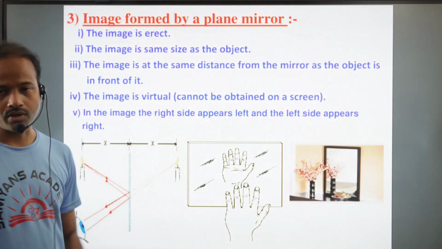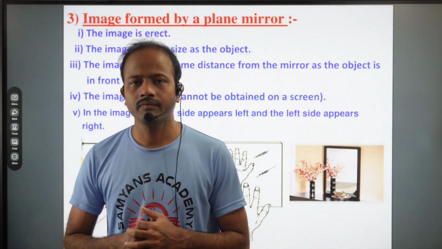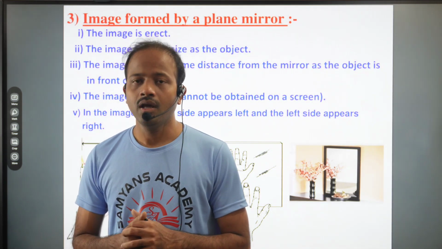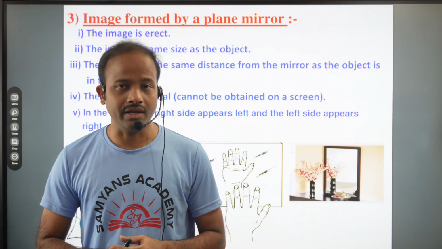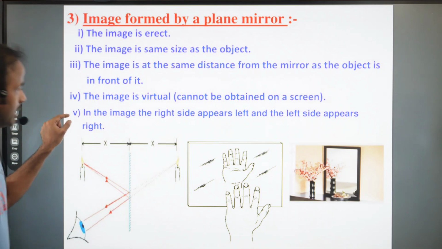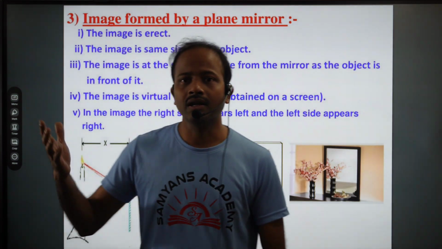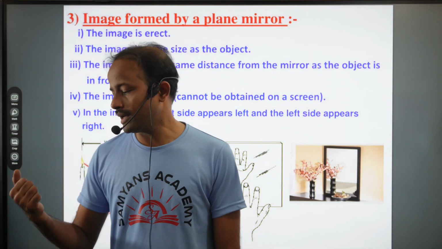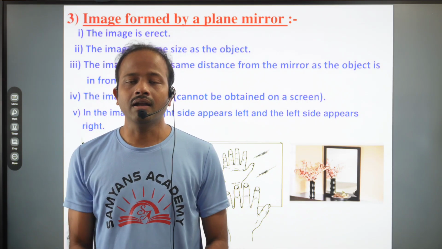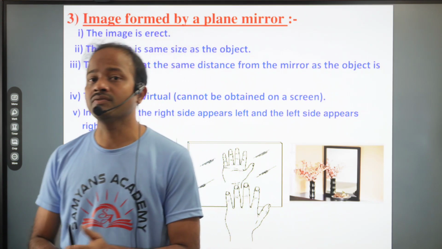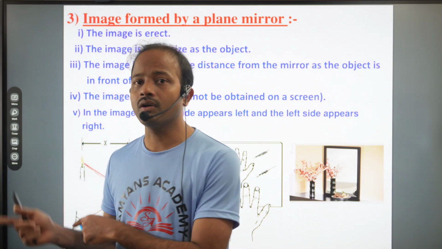The image is virtual. Virtual means, can we obtain our image on the screen? No, we cannot obtain the image on the screen. If you are not obtaining your image on the screen, what do we call such images? Virtual images. Okay, and now, in the image the right side appears left and the left side appears right. For example, this is your right hand. In the mirror you can see your right hand as a left hand, and the left hand appears as the right hand. That type of image we call laterally inverted. What is that? Laterally inverted.